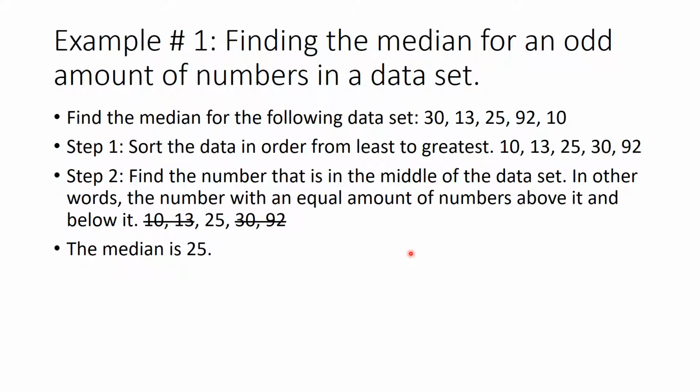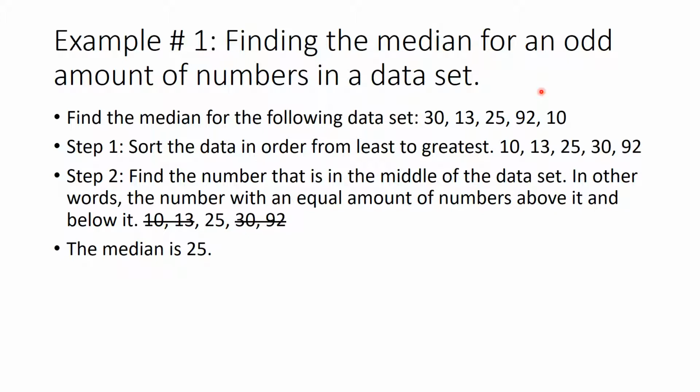Alright, so for the first example, example number 1, I want us to focus on finding the median for an odd amount of numbers in a data set. Now the first thing you need to do when you're finding the median of a data set is determine if the amount of numbers is odd or even. Because if it's odd, you're going to take these steps, but if it's even, you're going to take a different set of steps that I'll explain to you later.